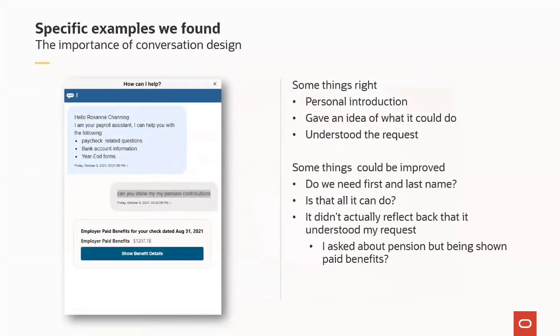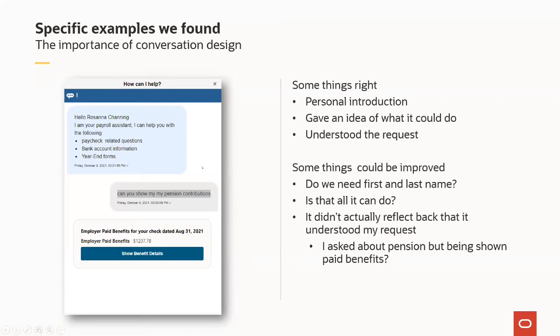Here's one that's reasonable. Hello, Rosanna Channing. I'm a payroll assistant. Show my pension contributions, and then I get a button to click on, and it's showing me employer paid benefits. Reasonable, absolutely reasonable. However, some things: do we need first name and last name? Is that a bit impersonal? Is this all it can do? Paycheck, bank, it doesn't say any more. Minor things like, I see lowercase p for paycheck, uppercase B for bank, little inconsistencies, minor.